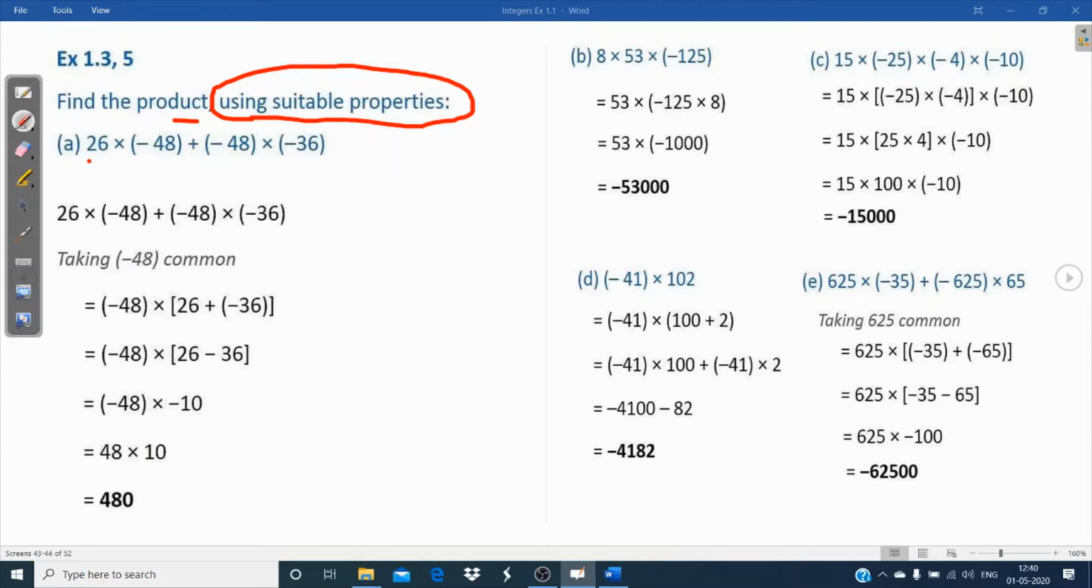Now you can see here, this entire expression will act as one term because this plus or minus separates the terms. So in both terms we can see this thing. Here also minus 48 is there. Here also minus 48 is there. So we can take this minus 48 common. So in both terms, if I am taking minus 48, so from here, if minus 48 is gone, what's left inside the bracket? 26. Now minus 48 already you have taken. Now what's left? Minus 36.